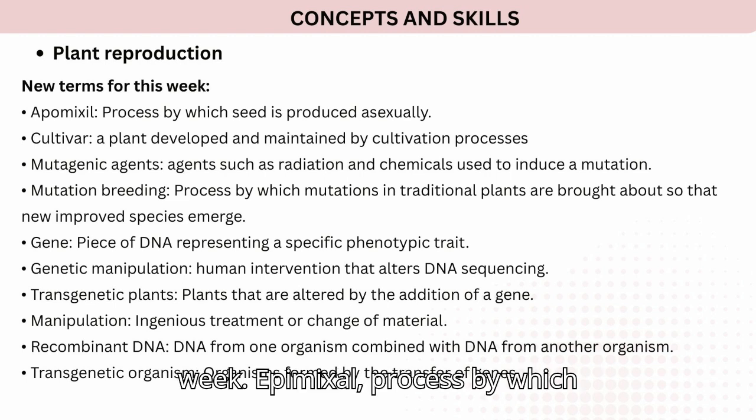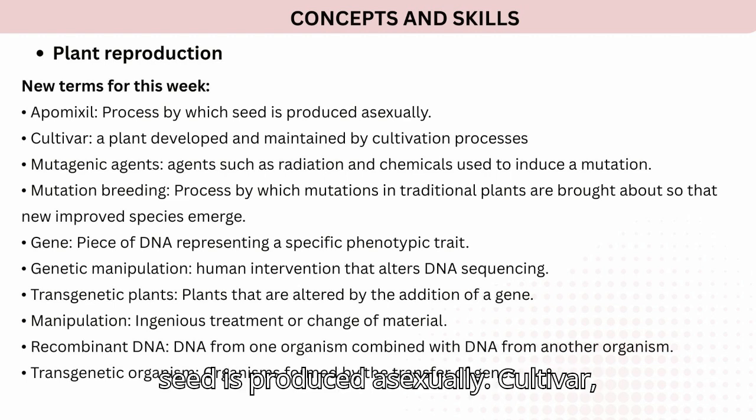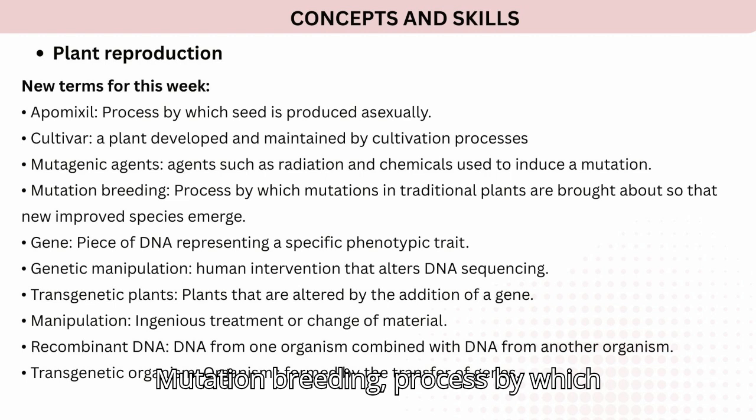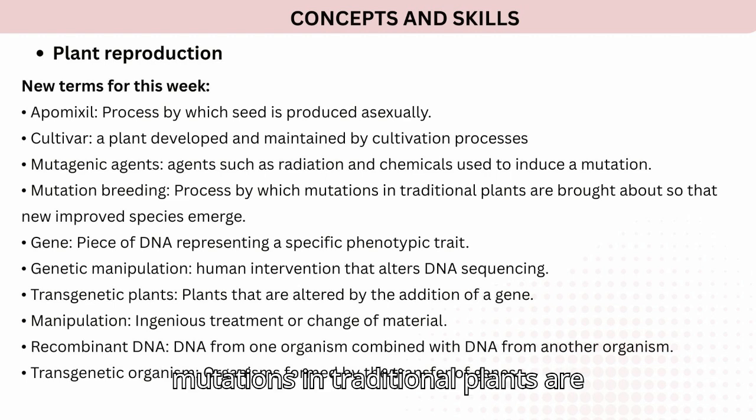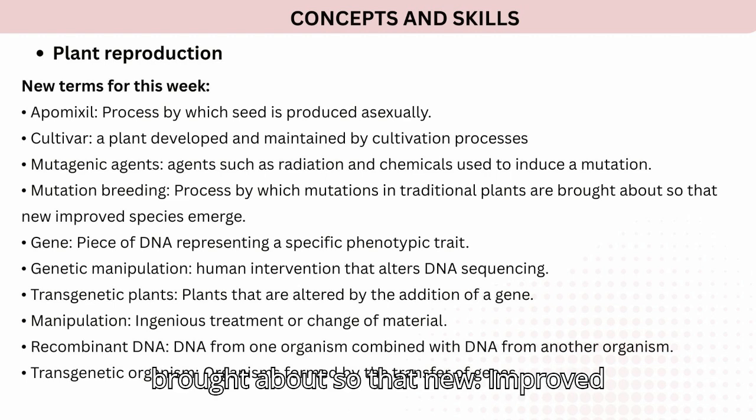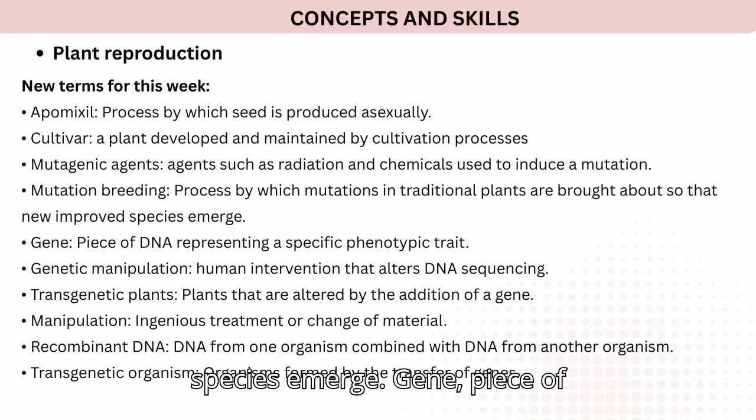New terms for this week. Apomixis: process by which seed is produced asexually. Cultivar: a plant developed and maintained by cultivation processes. Mutagenic agents: agents such as radiation and chemicals used to induce a mutation. Mutation breeding: process by which mutations in traditional plants are brought about so that new, improved species emerge.